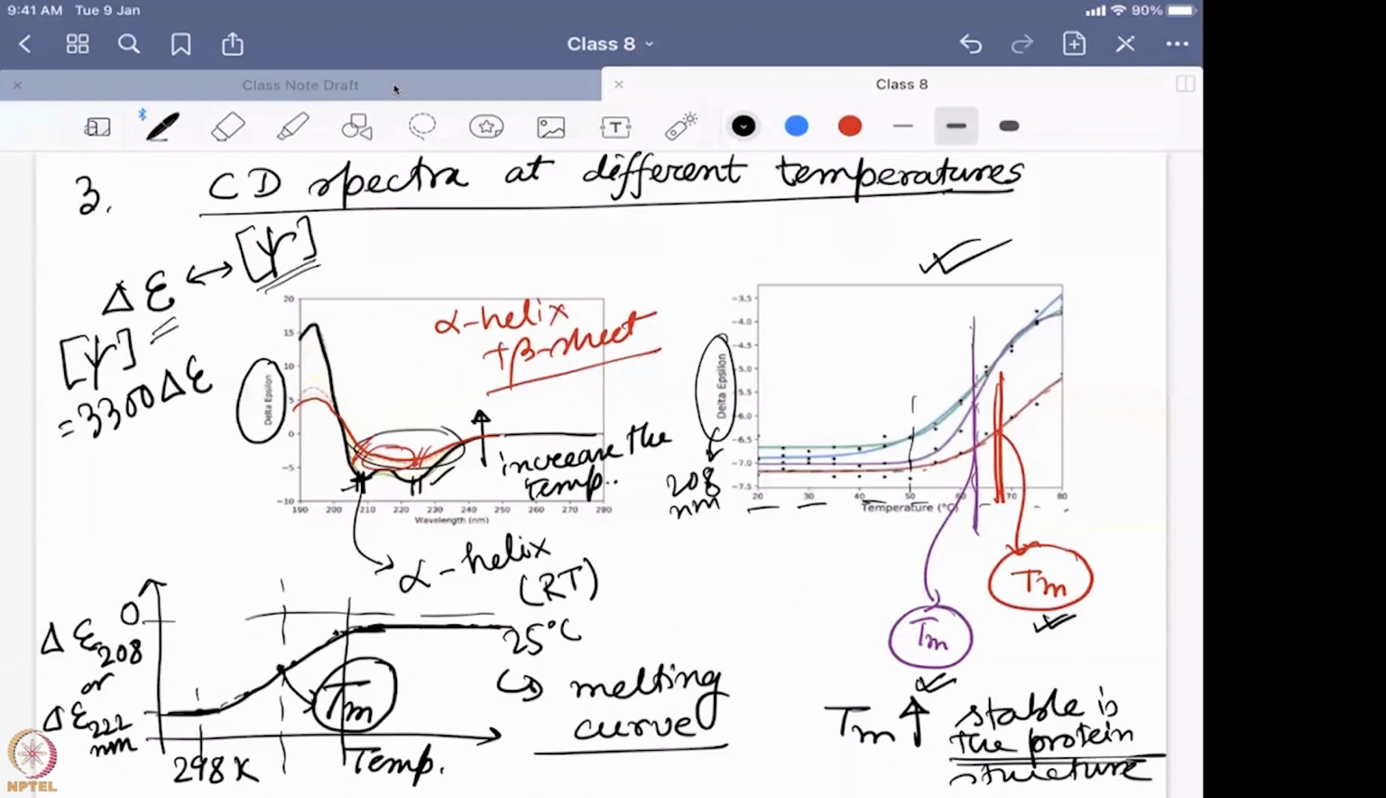And from there, see where the changes are happening, find out the 50% or the half maximum, that will be your melting temperature. And then if you are comparing different proteins, you just compare the different proteins and find out who has the higher temperature of melting. That will be the most stable. Whoever has the lowest, that is the least stable.